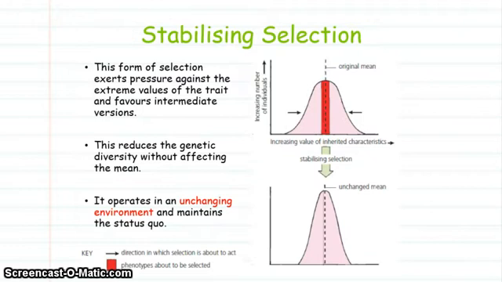Firstly, we look at stabilizing selection. This is where those individuals that show more extreme values for the characteristic are selected against, so increasing the proportion of intermediate organisms within the population. And this occurs in an unchanging environment.